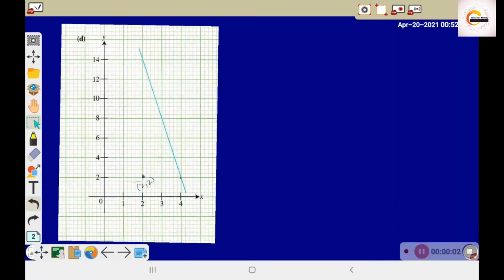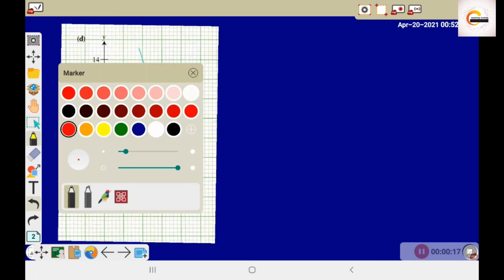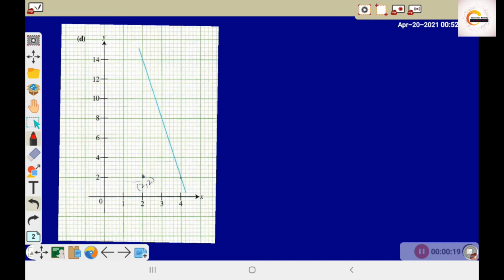Okay, now practice, part D. So again I'm going to take two very easy points which are going to be easy to calculate. Okay, this point seems fine to me.